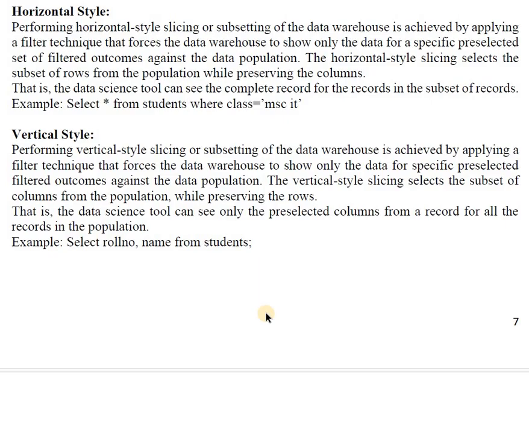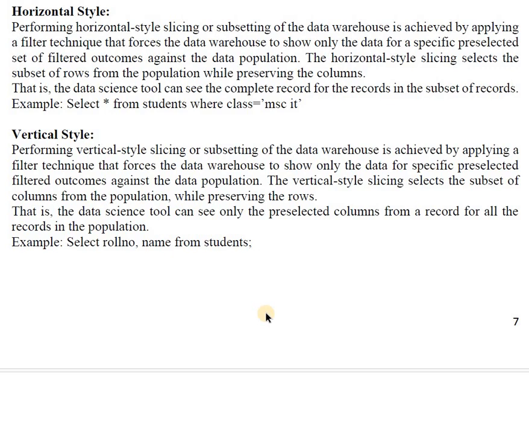So in very, very simple terms, let us assume it is a table which is students. From it I want the details of the students who only belong to MSCIT. So what will the typical query be? Select asterisk from students where class is equal to MSCIT. So horizontal style, or horizontal slicing or horizontal subsetting, is as simple as that. We apply a filtering technique on the data warehouse where we have a subset of rows while preserving the columns.